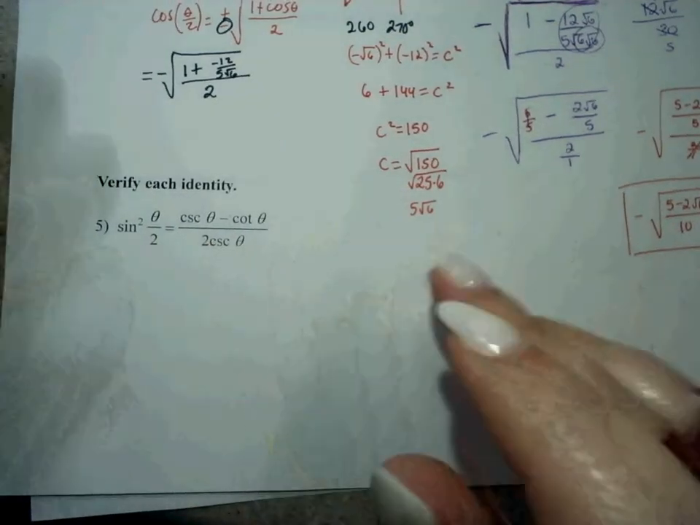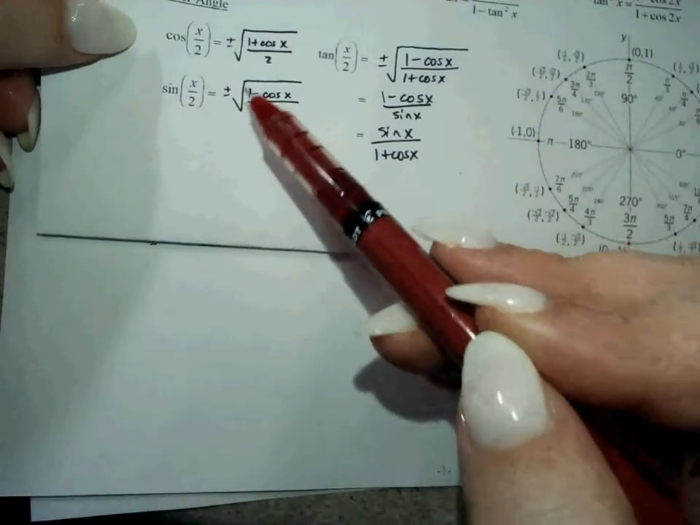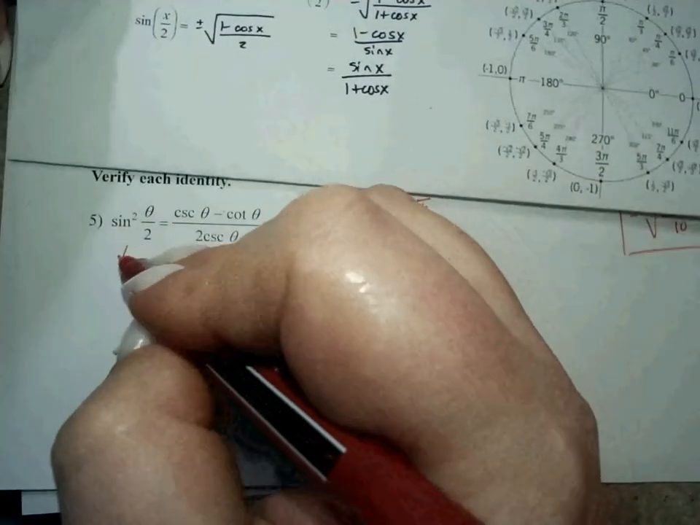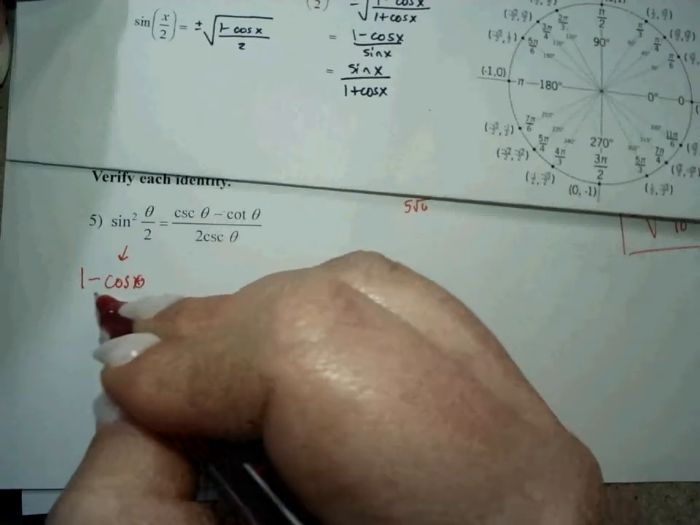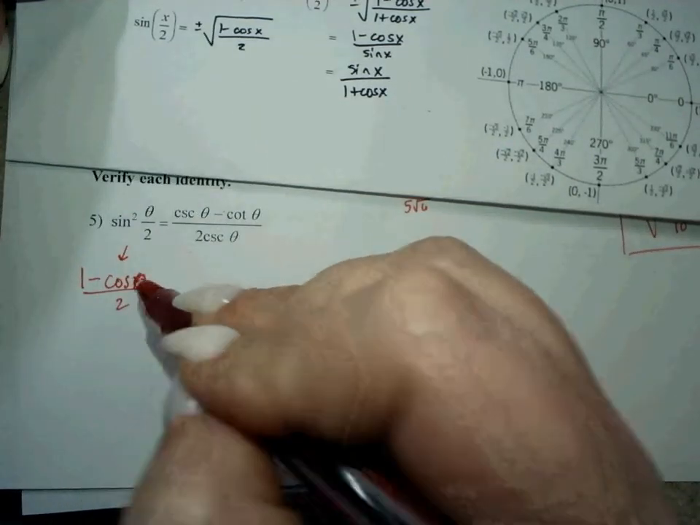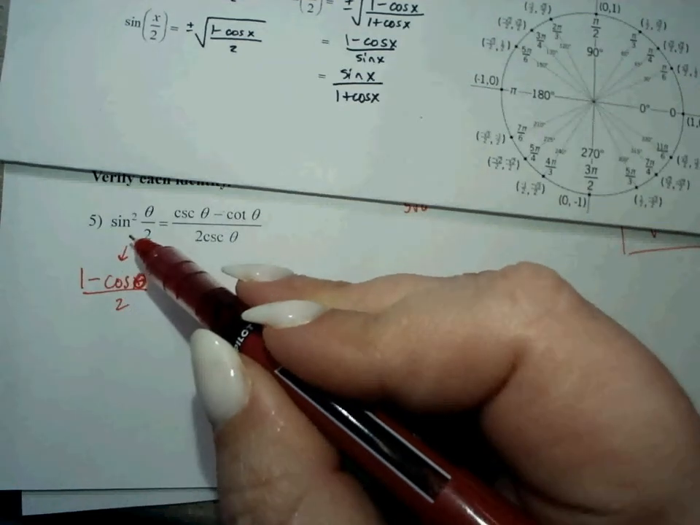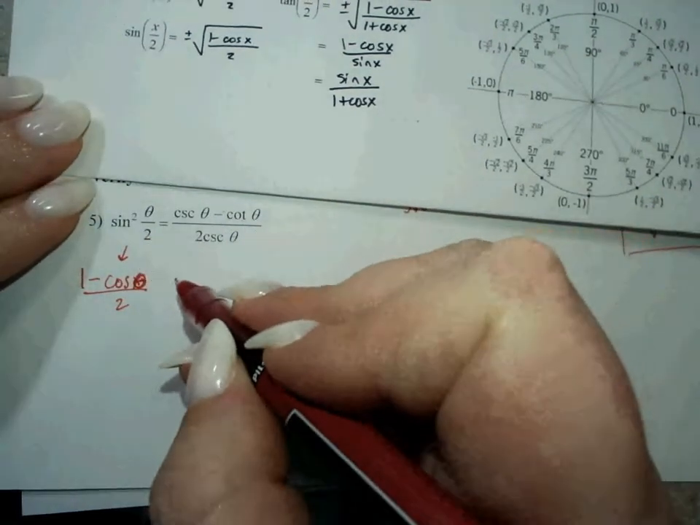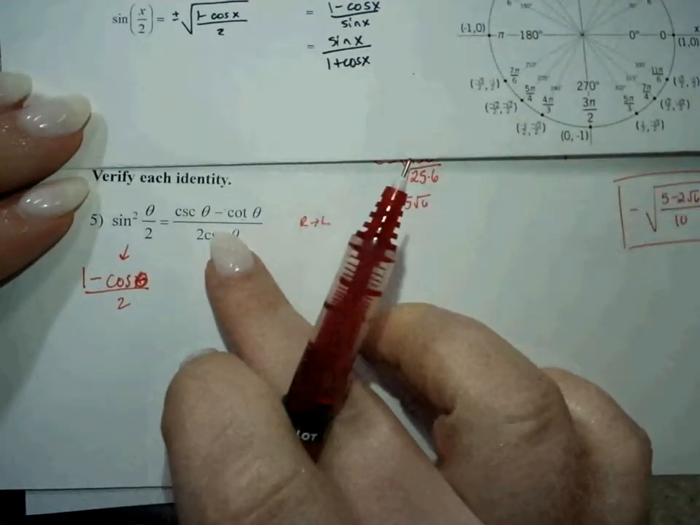So what I know is that sine of a half angle is the square root. So if I square that, then it's just this right here. So I know that if I can get this side to 1 minus cosine of theta over 2, if I can get this side to there, then I can just say, hey, it's this, the square root squared. So I'm going to go ahead and work right to left. I'm going to work the right hand side and go left.